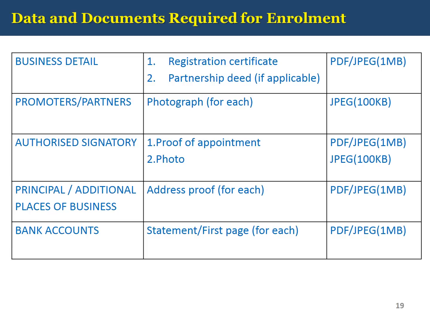For authorized signatory, you need to have a proof of appointment and a photograph. For principal or additional place of businesses, you need to attach the address proofs for each of them. And for bank accounts, you need to have a statement or first page of that for each of your bank accounts, whatever you mention in your enrollment application.